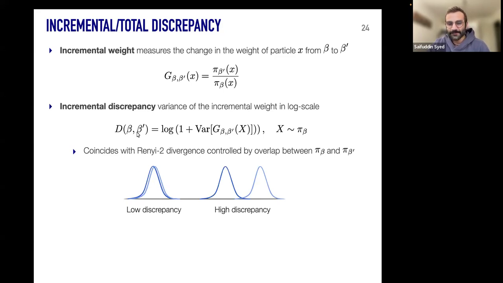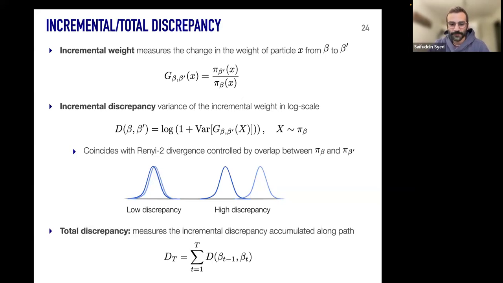So this D of beta, beta prime, we're pretending this is a function that tells you how much change occurs from distribution 1 to distribution 2. When the two successive distributions are close to each other, this discrepancy is going to be low. And when the two distributions are far away from each other, the discrepancy is going to be very high. This formula also generalizes to an arbitrary SMC sampler, not just this likelihood ratio, but for the purpose of here, I'm just looking at this likelihood.